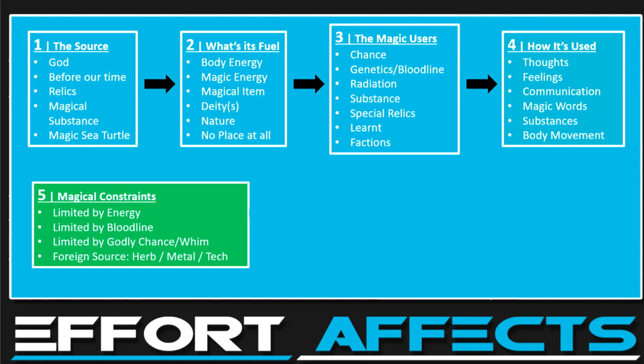Step number 5, the magical constraints. These will help minimize the plot breaking moments. Is it limited by energy, limited by bloodline, limited by godly choice? Can it be stopped by a foreign source? If certain metal touches you, does it stop? What's the maximum that can be done in the system? What's the easiest way to beat it?